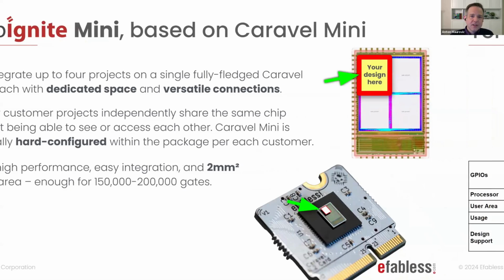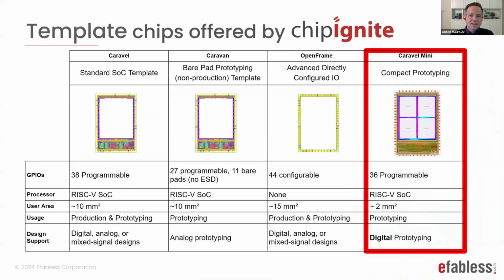which may sound small, but is enough for on the order of 150,000 to 200,000 gates. So this extends our existing range of offerings from the original Caravel, which is probably our most popular for both digital and mixed signal production and prototyping designs, as well as Caravan for more specialized analog prototyping, and OpenFrame with a larger area for more advanced projects, to now include this 4th option with 36 programmable IOs, the full Caravel system on chip, SoC, and 2 millimeters squared of design space, focused on digital prototyping at this stage.